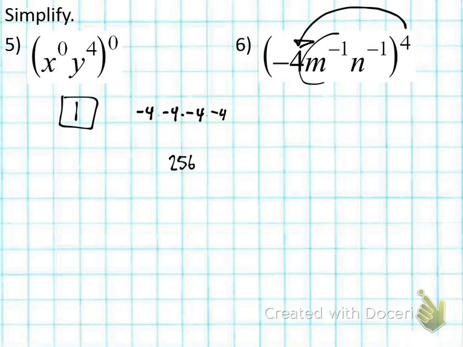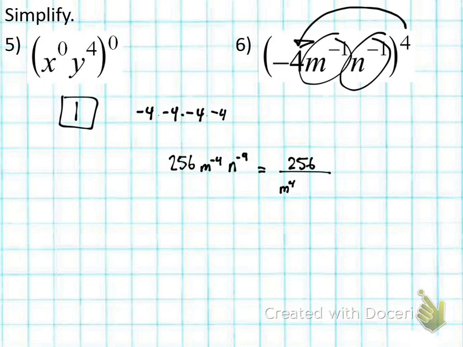What's m to the -1st raised to the 4th power? What's -1 times 4? -4, so this could be m to the -4. What's n to the -1st raised to the 4th power? -4. Do we like negative exponents? No, so this is really going to be 256 all over m to the 4th, n to the 4th. Okay? All right, that's it. That concludes today's lesson.